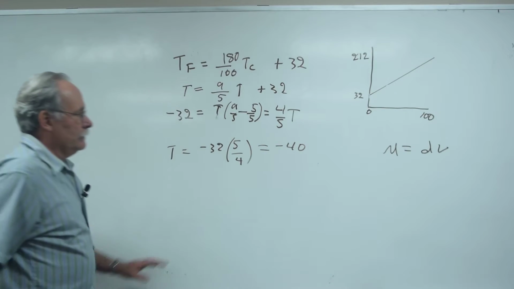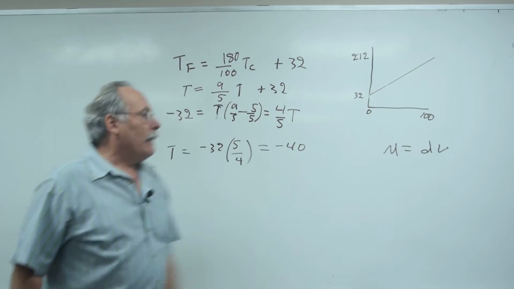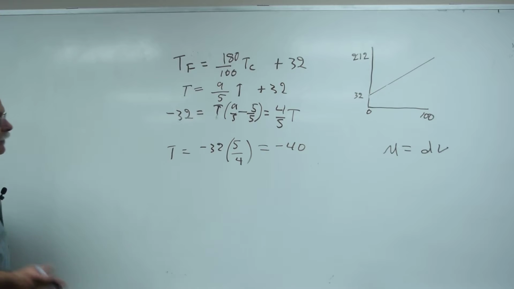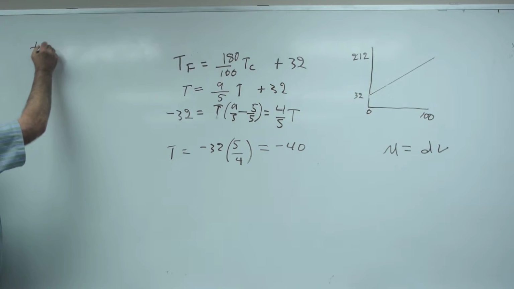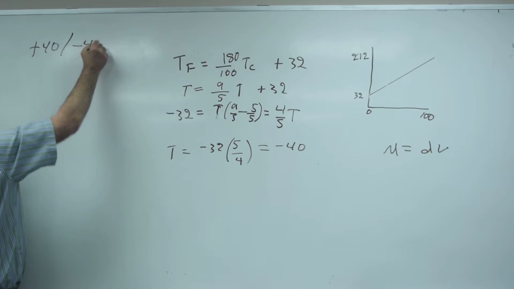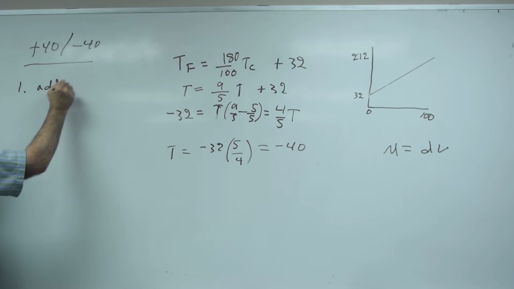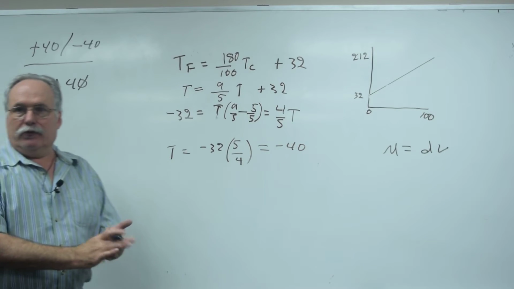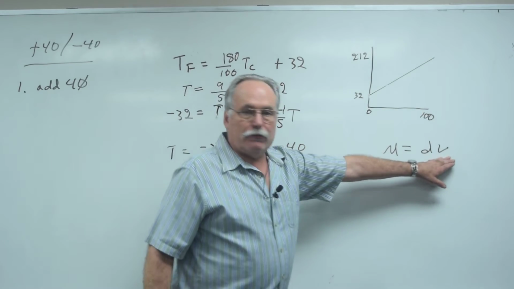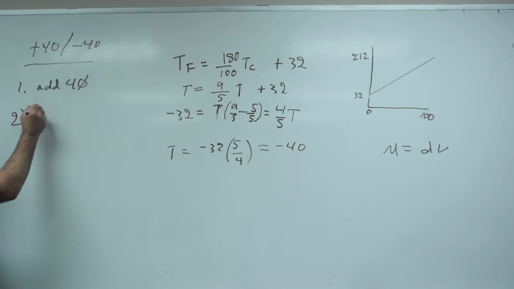So what I'm going to simply do is change this offset from 32 back to 0 by adding 40. So we have three basic rules to what I call the plus 40 minus 40 technique. Step 1, you add 40 to the number. Okay? When you add 40 to minus 40, now the scales converge at 0, and I now just have a ratio.